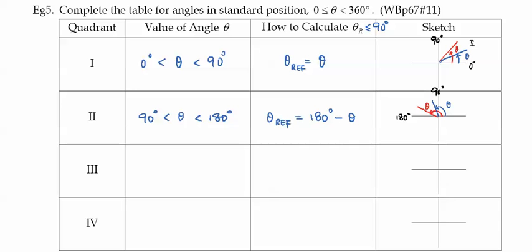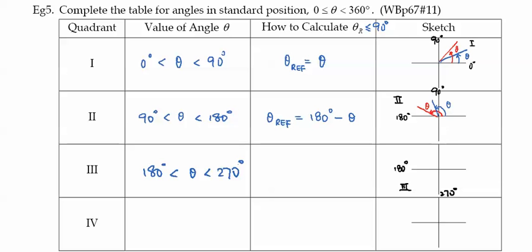Quadrant number 3. Quadrant number 3 will be here. This is quadrant number 2. Quadrant number 3 will have your angle between 180 and 270. But using your reference angle, you can calculate the angle in standard position by adding 180 degrees to your reference angle.